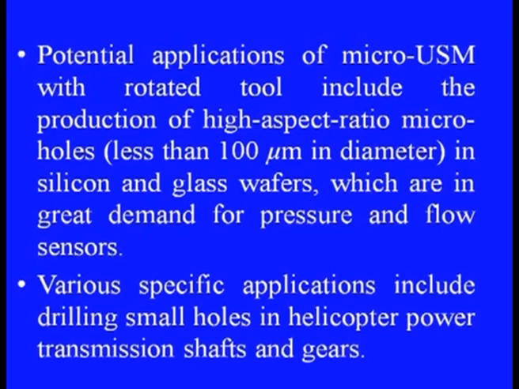Potential applications of micro USM with rotated tool include the production of high aspect ratio micro holes less than 100 micrometer in diameter in silicon and glass wafers, which are in great demand for pressure and low flow sensors. Then various specific applications include drilling of small holes in helicopter power transmission shafts and gears. These are some of the potential applications where micro USM can be very useful.